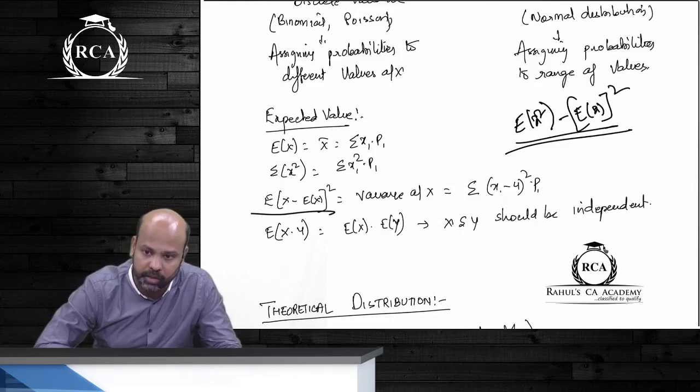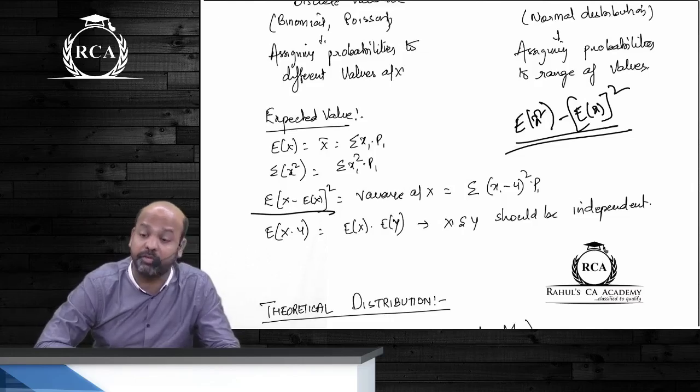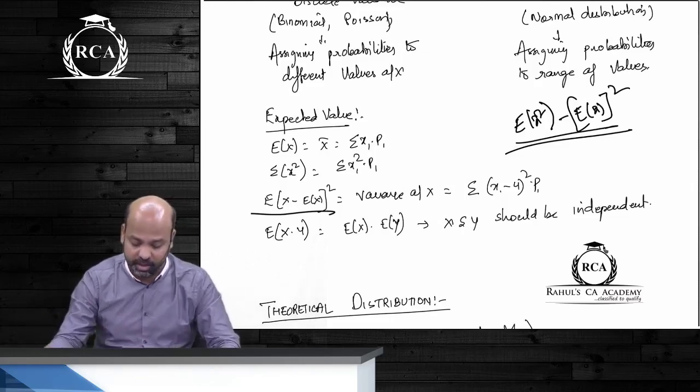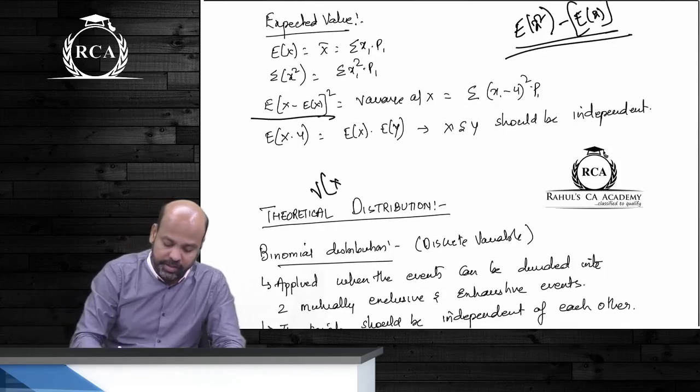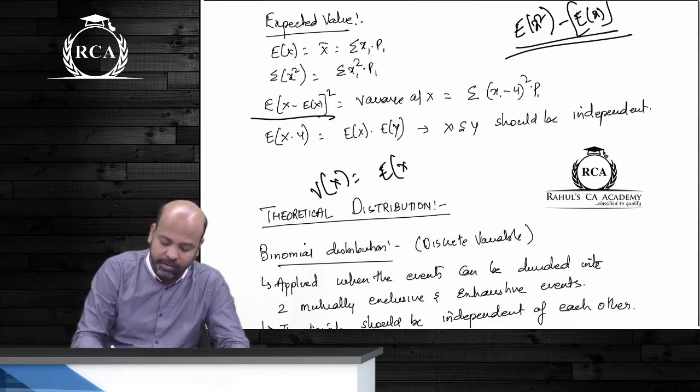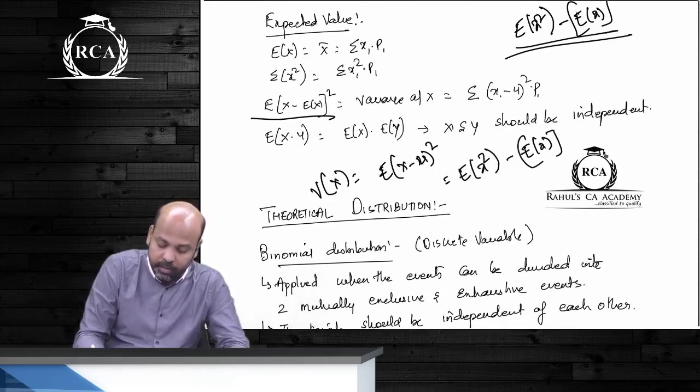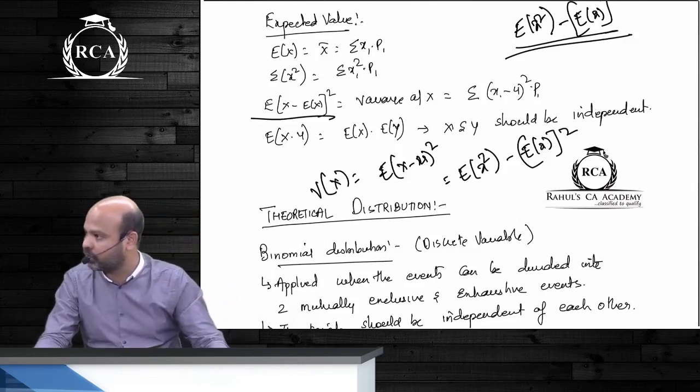Are we clear, guys? This is where we also derived the variance of x in terms of expectation. Two ways, guys. Variance of x can either be written as E of (x minus mu) whole square or E of x square minus (E of x) square. Very good, guys. This is how you compute variance.